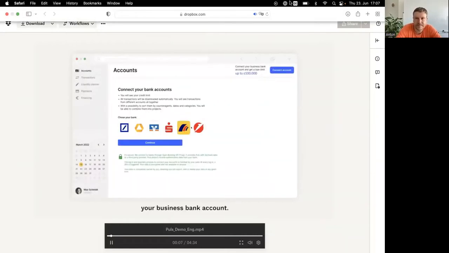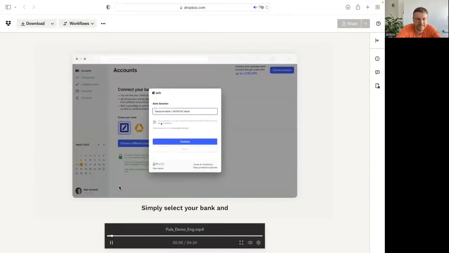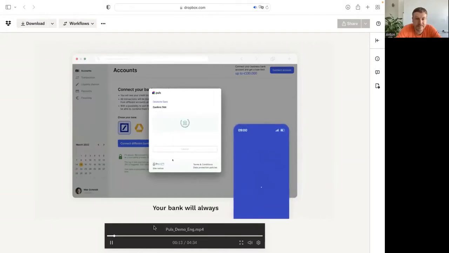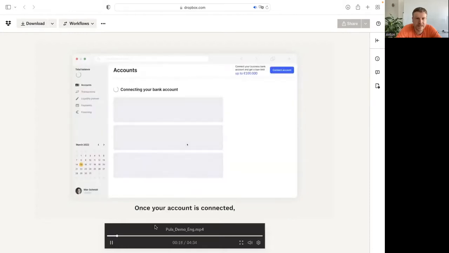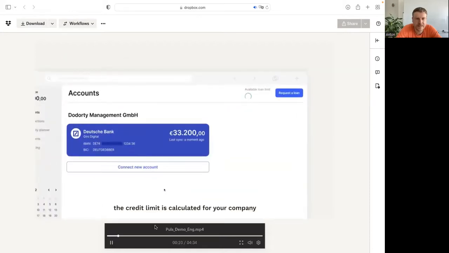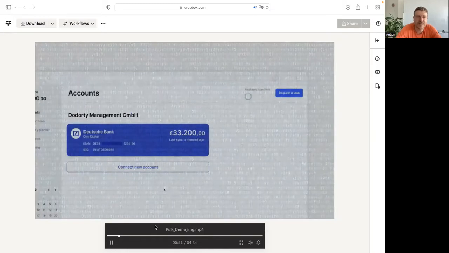First, you need to connect your business bank account. Simply select your bank and enter your login details. Your bank will always ask for your consent. Once your account is connected, the credit limit is calculated for your company. So basically, what's on your application the next business day.